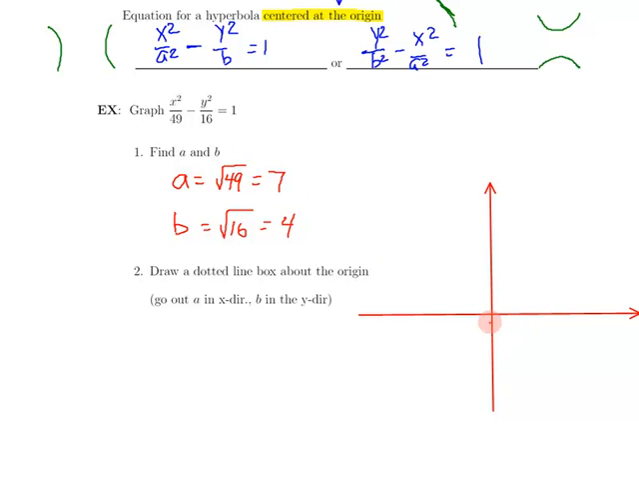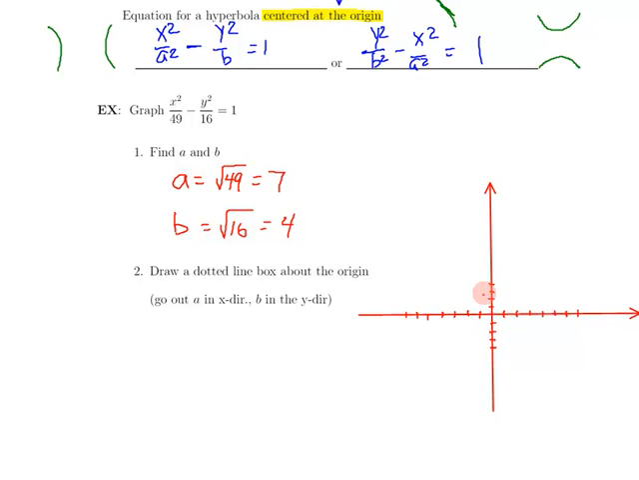So in this case, I'm going to go 7 to the right, 1, 2, 3, 4, 5, 6, 7. 7 to the left, 1, 2, 3, 4, 5, 6, 7. I'm going to go up, 1, 2, 3, 4, 5. It's 4 up. Actually, I only needed 4. And down 4, 1, 2, 3, 4.